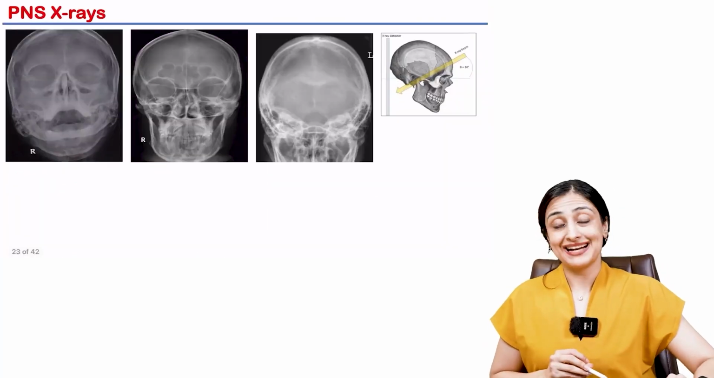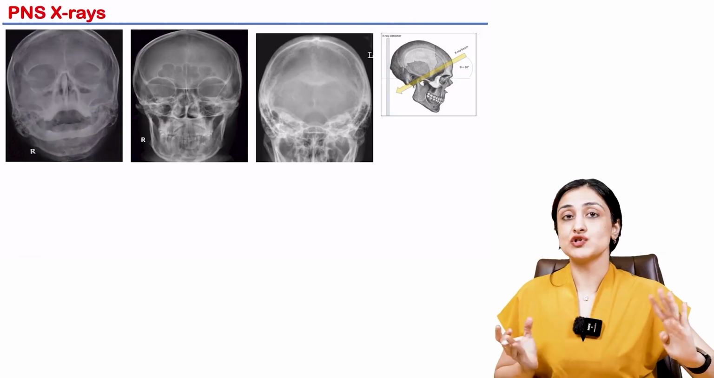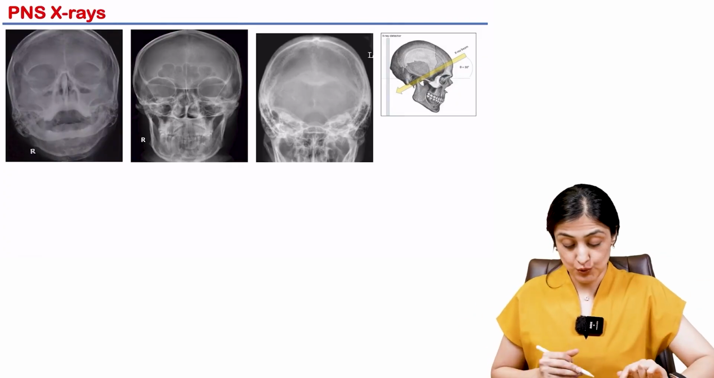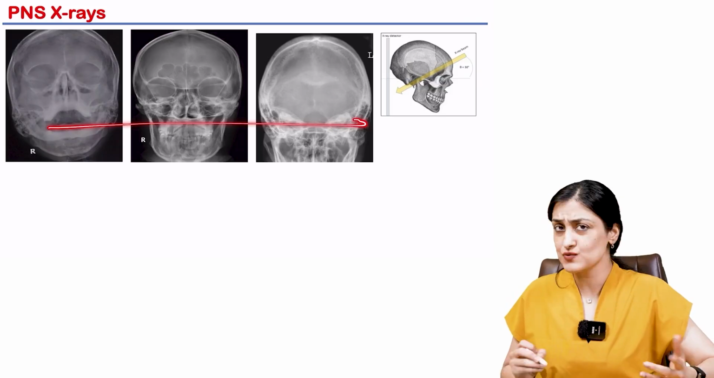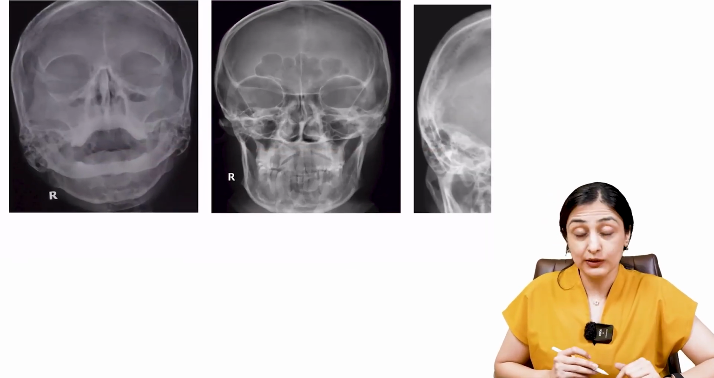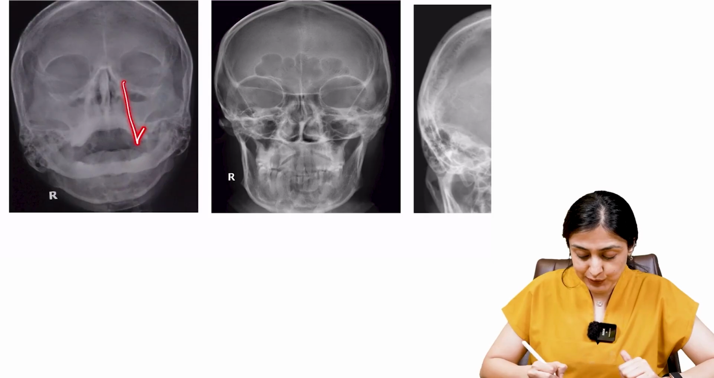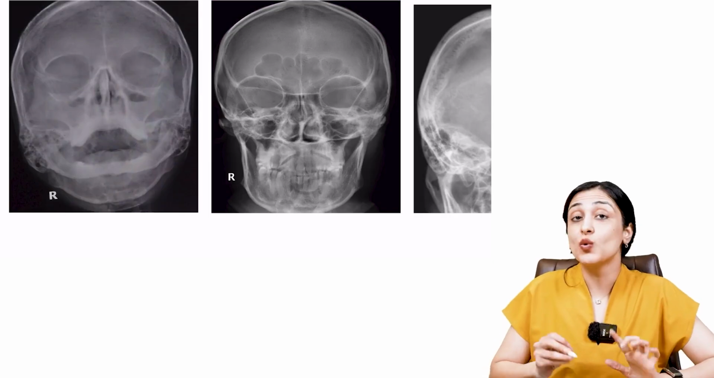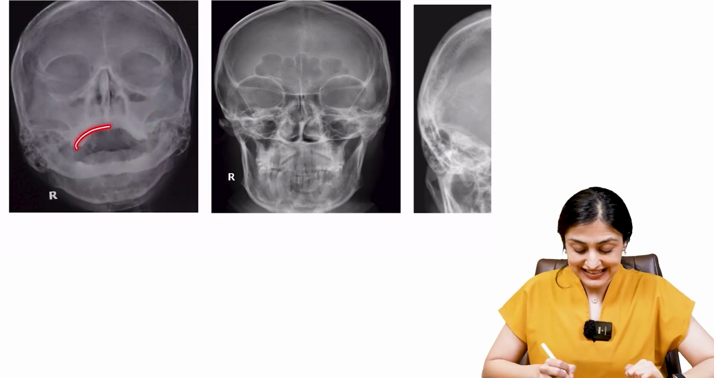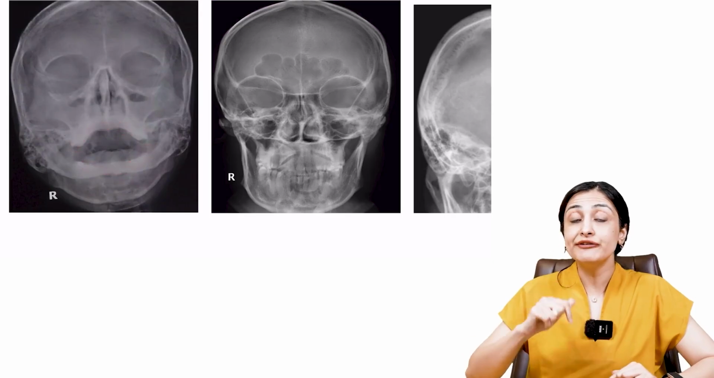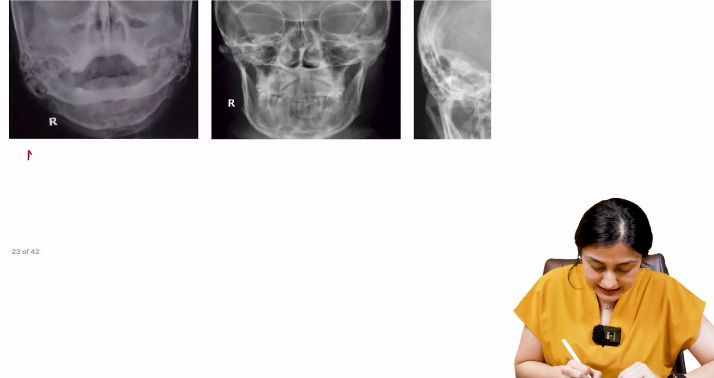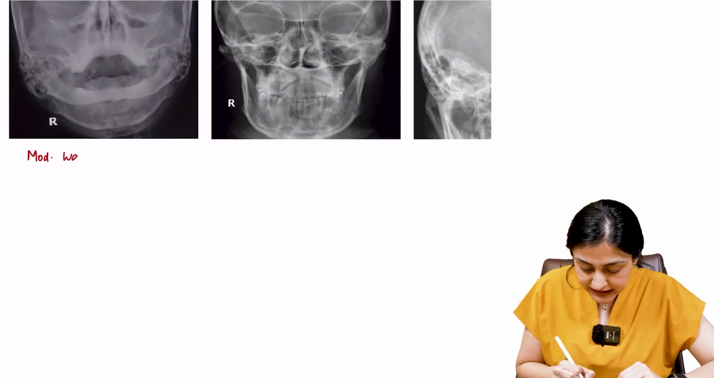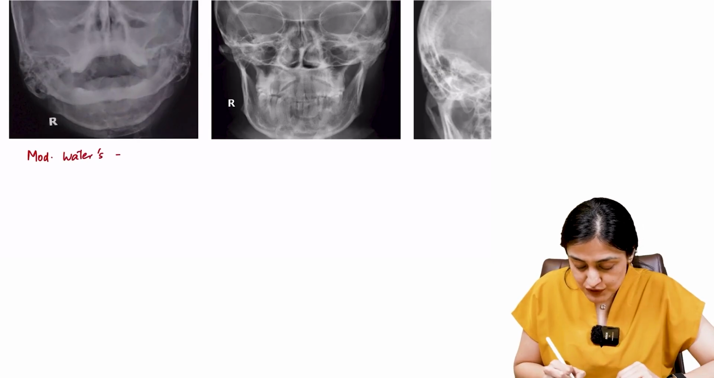Moving on to some paranasal sinus x-rays. Now we'll be focusing on the paranasal sinus and nose. Let's look at these x-rays, very commonly asked. The first one, what do you see here? Whenever you are able to see the maxillary sinus, this is a Waters view. But I can see the mouth is open. So if the mouth is open, you will say, ma'am, this is a modified Waters view, also called Pierce view.